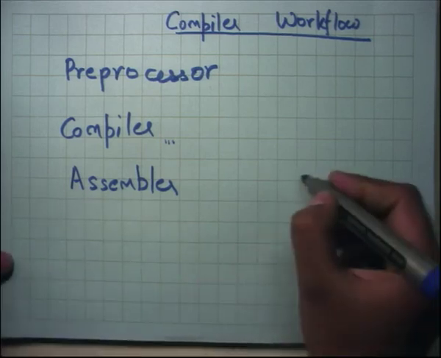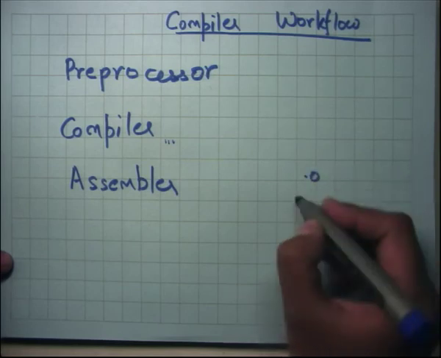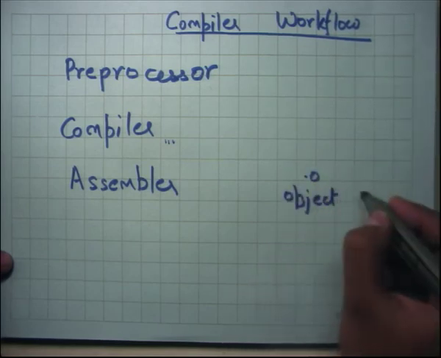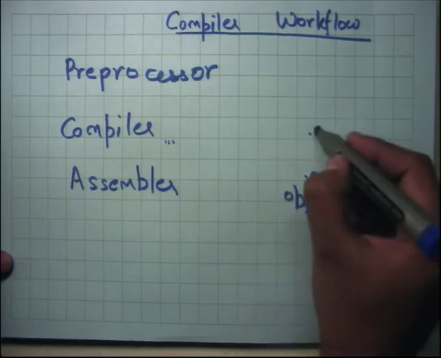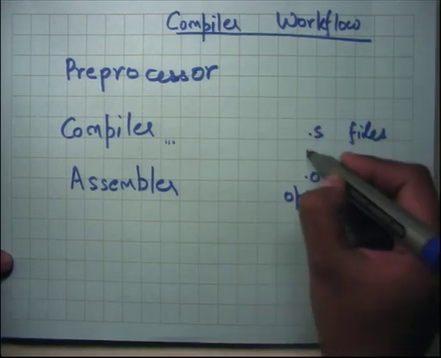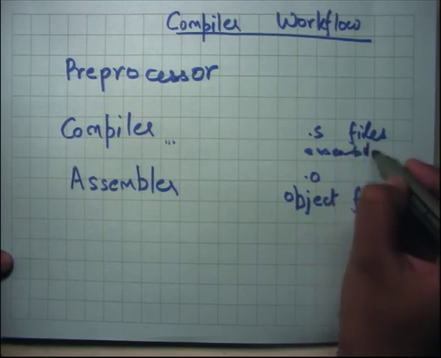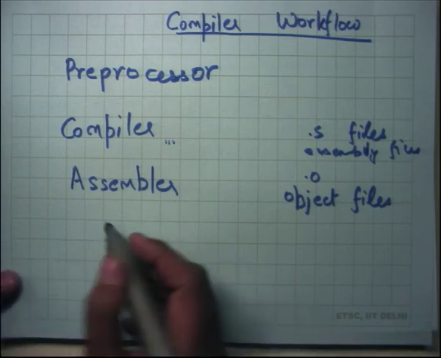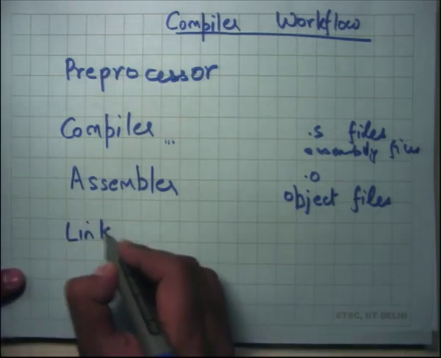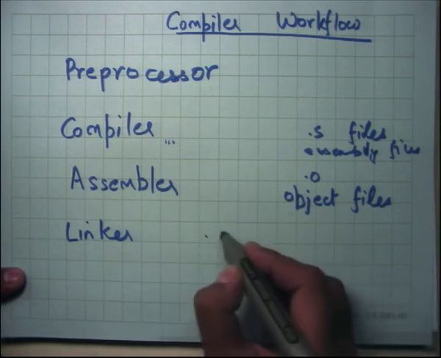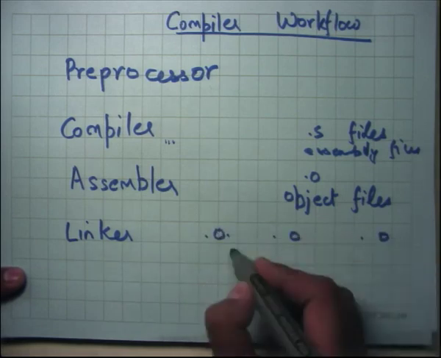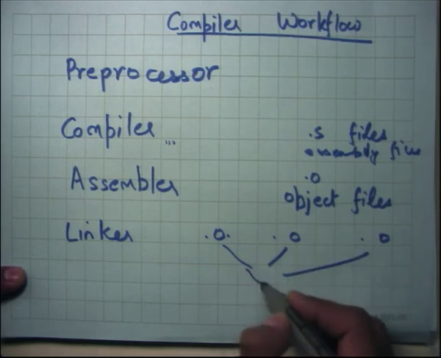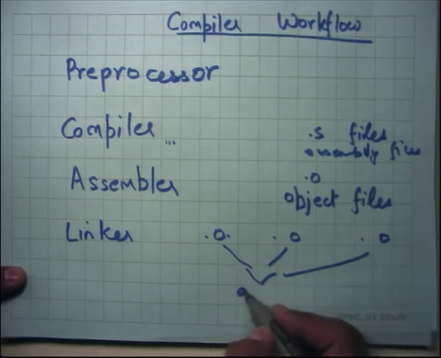The binary code is stored in .o files, which are called object files. The compiler emits .s files, which are assembly files. Right? So it gets assembled into binary code. These are called object files, which is machine readable code, and then there is a linker which takes multiple object files and combines them to make one executable. Let's say a.out.